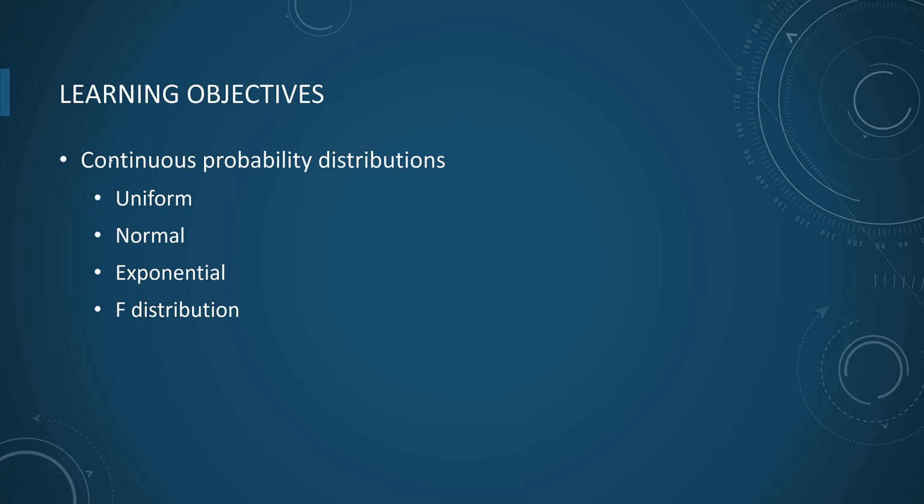And then we will look at continuous random variables and continuous probability distributions. These are the distributions that we will be covering: uniform distribution, normal distribution, with normal distribution being one of the more widely used, and exponential, and F distribution.